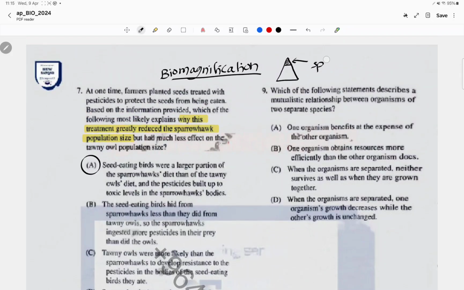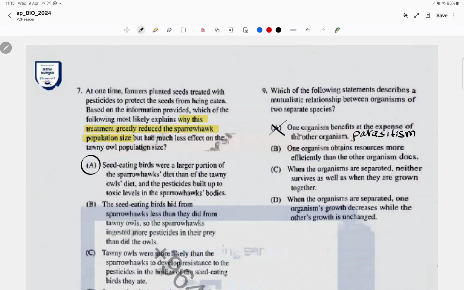Which of the following statements describes a mutualistic relationship, which means a relationship where two organisms help each other out, between organisms of two separate species? One organism benefits at the expense of the other. That's called parasitism. One organism obtains resources more efficiently than another organism. That's more like competition. When the organisms are separated, neither survives as well. That's true. When they're grown together, they actually survive better.